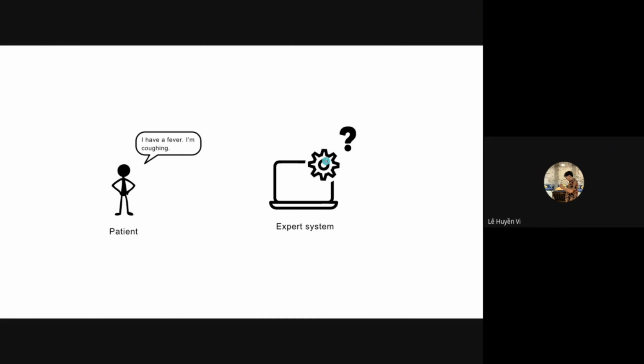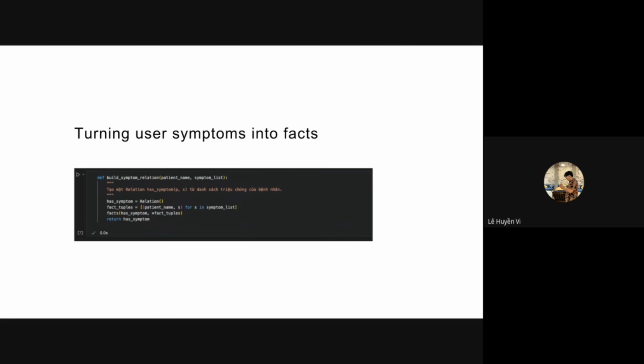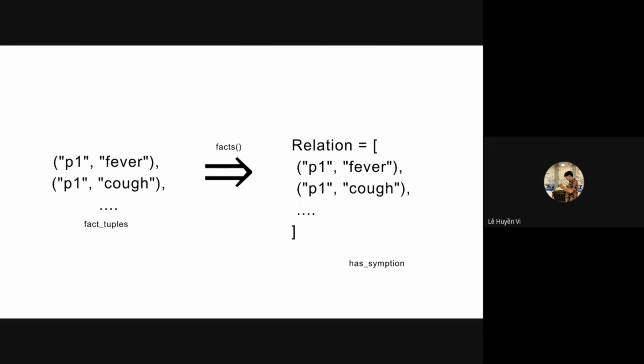So how do we teach this fact to our system? We use this function, turning user symptoms into facts. So line by line, first we create a new relation, initially empty, and then for each symptom, we create pairs like this: P1 equals patient 1 with fever, and patient 1 with cough. Then we load these pairs into the relation using facts. So the relation, initially empty, will become a list of these pairs.